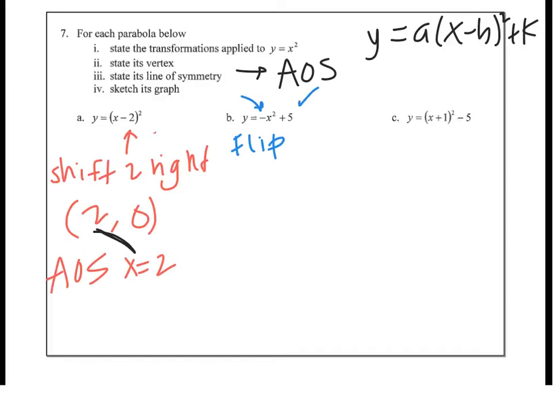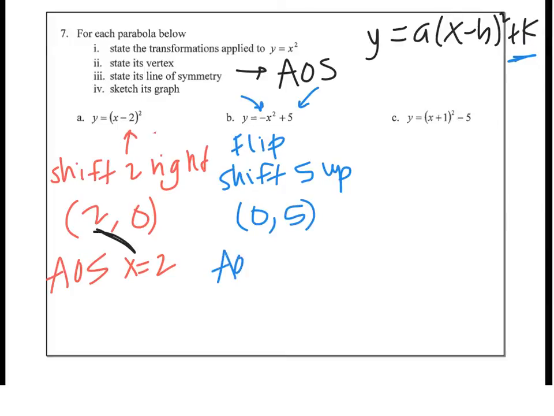And then I also see this plus 5. It's not in parentheses, it's all by itself, so that's my k value. And it's honest, so it's going to be shifted up 5. Or shifted 5 up. Alright, vertex. This guy was not shifted left or right at all, so it's still 0 for x. It was shifted 5 up, so there's my vertex. Axis of symmetry goes through my vertex, so that would be x is equal to 0.